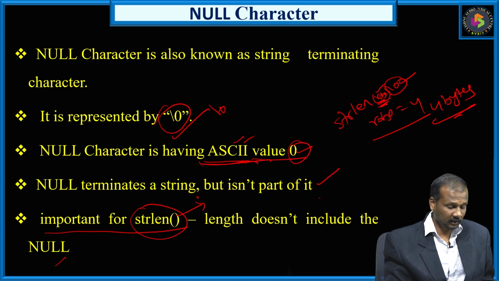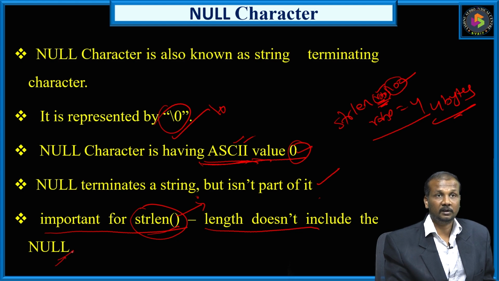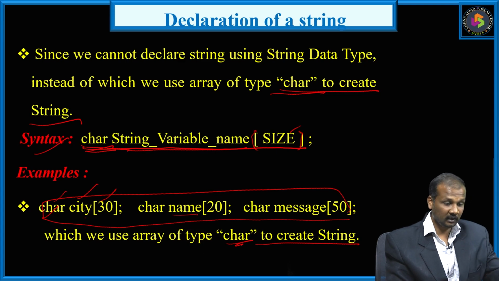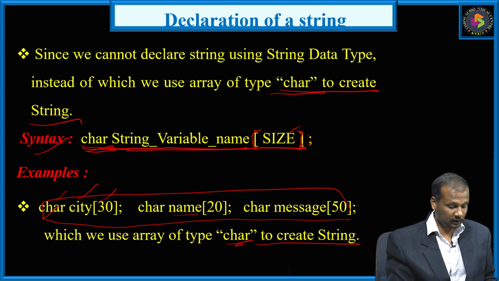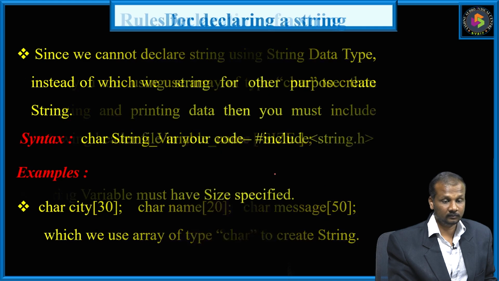Okay, what is the string length? String length is used to find out how many characters are in the string. This length does not include the null character. How to declare a string? The syntax is char, string variable name, and size. For example, char city[30], char name[20]. These are all string examples.